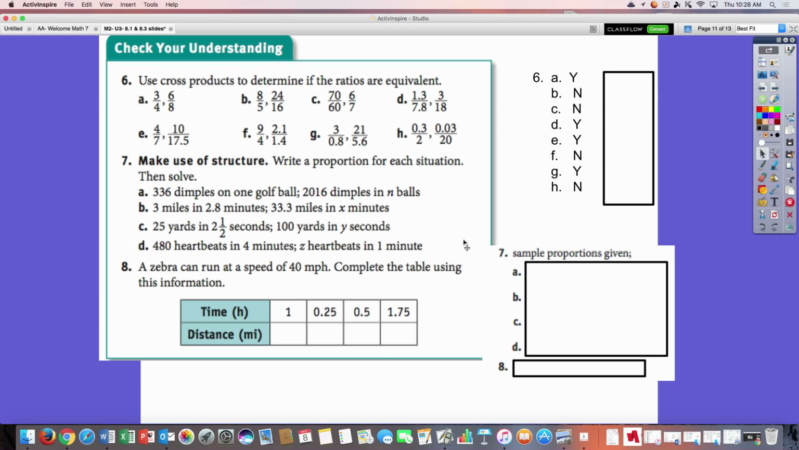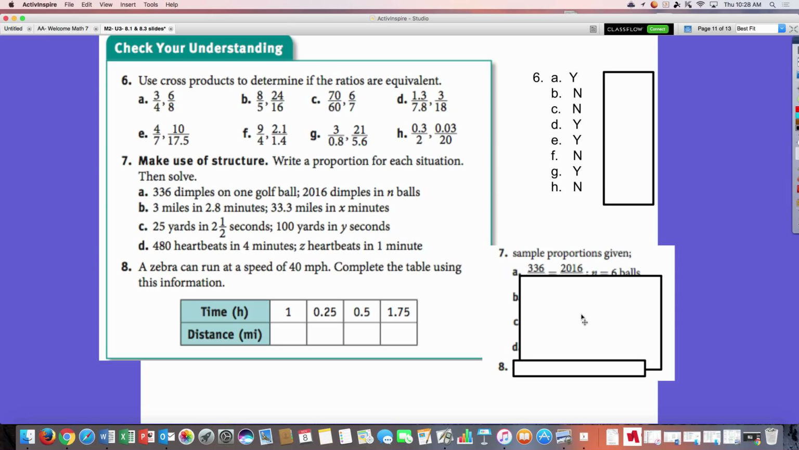Shoo! Welcome back. All right, there's 336 dimples in one golf ball, and there's 2,016 in n golf balls. You're going to get the same answer even if you didn't set it up exactly. If you put 1 on top and 336 on the bottom, as long as you put n on top and 2,016 on the bottom, you got the same thing. And I bet you did that. I bet you're that smart. You got 6 golf balls, right? Notice I got a label on that one.